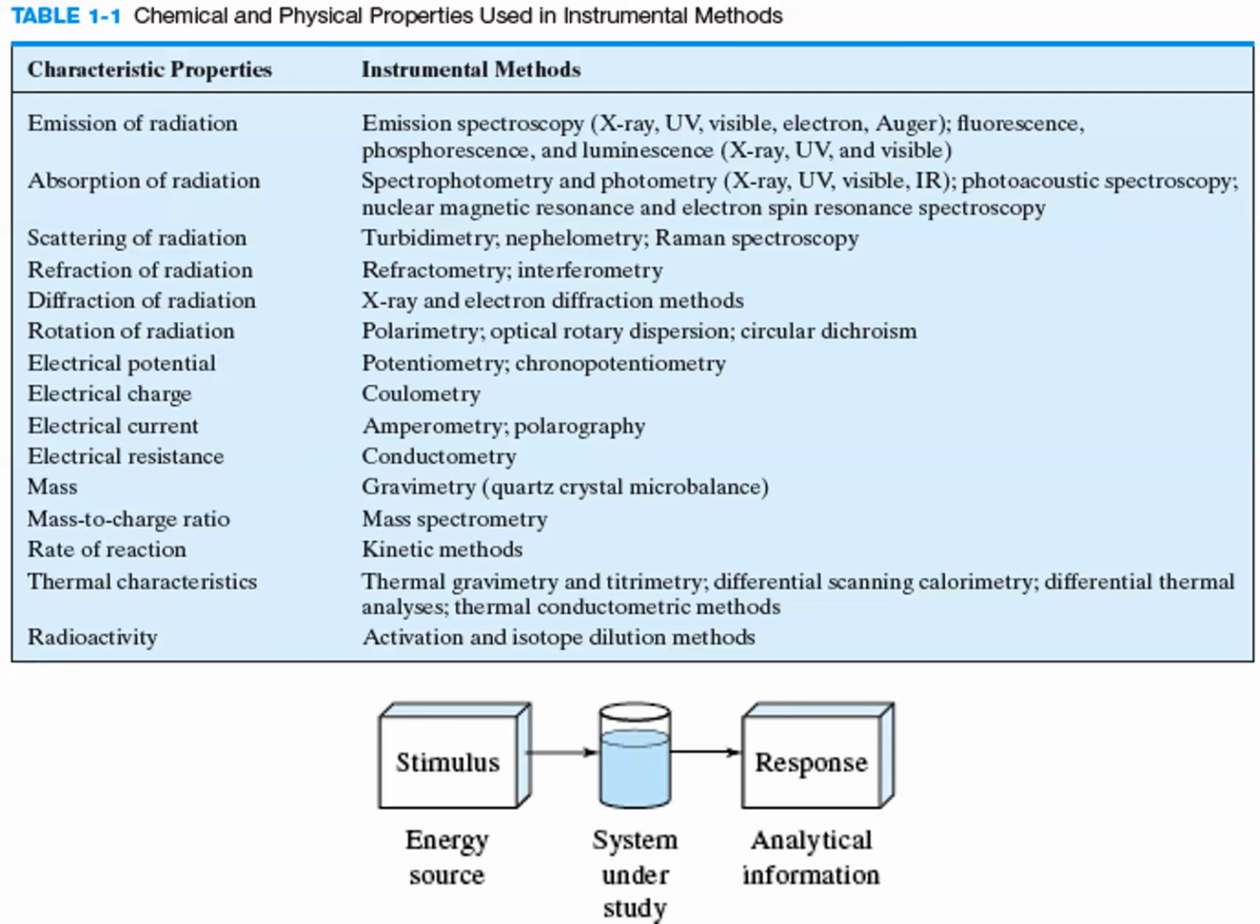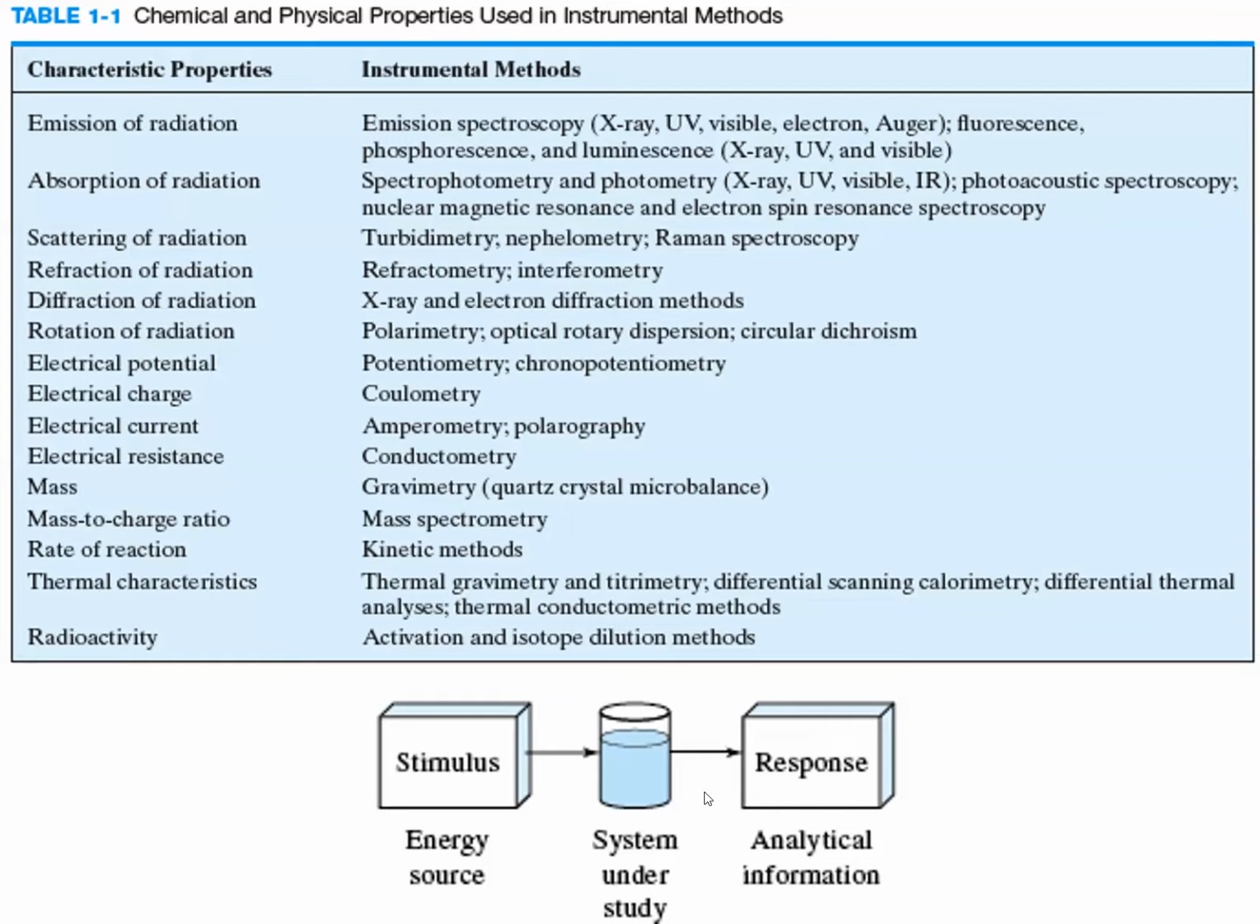We talk about differential scanning calorimetry, DSC. We talk about differential thermal analysis. We talk about thermoconductometric methods. These are thermal characteristics. They make use of heat; you heat things depending on temperature. And radioactivity also is used in analysis. Some materials are radioactive, in which case we talk about activation types of instrumental methods or isotope dilution methods. This is a summary of the chemical and physical properties that are used in instrumental methods.